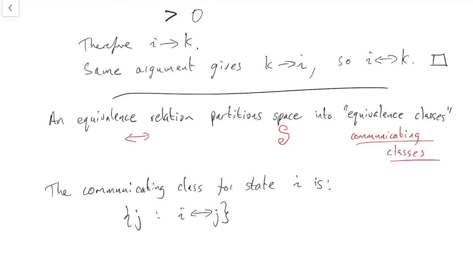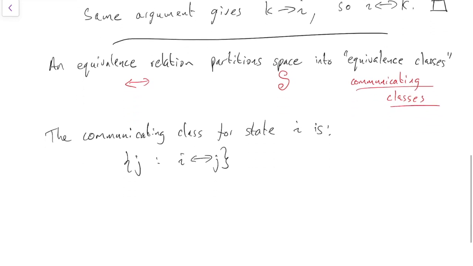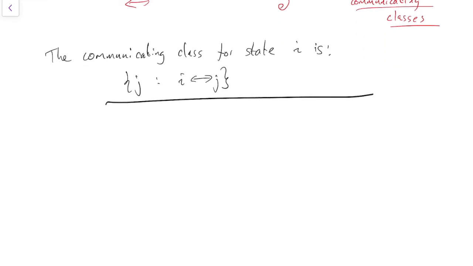So once you pick i, you pick all the things that communicate with it, and they all communicate with each other by transitivity, and you've got this kind of blob in your graph, which is a communicating class. Now that's quite a technical and mathy definition. I think everything will be clearer if we start looking at some examples. So once we've got some examples, I think it will become clear what this means.